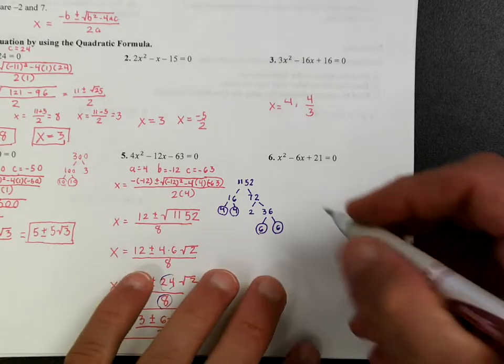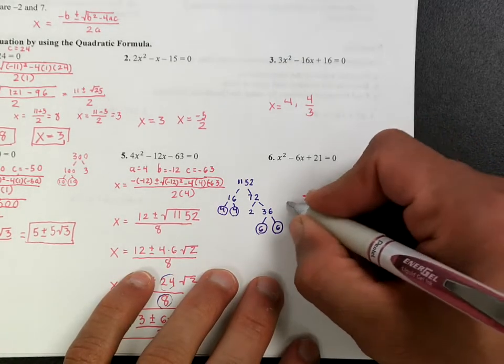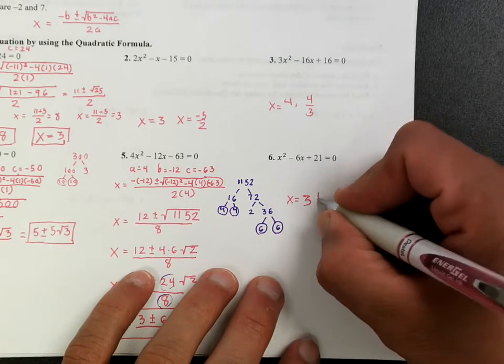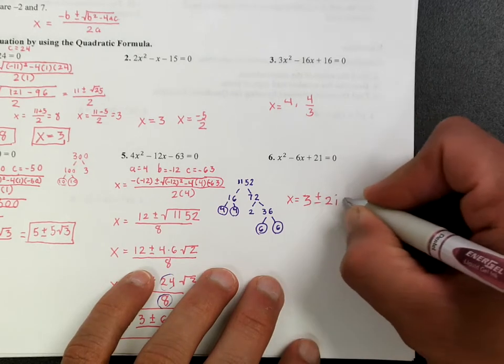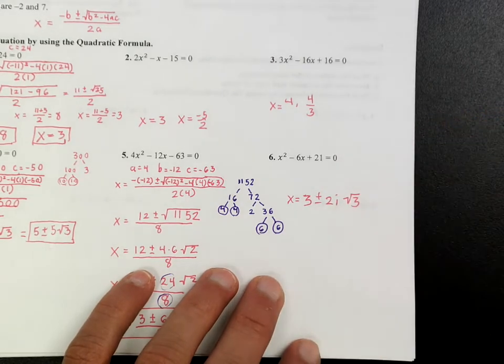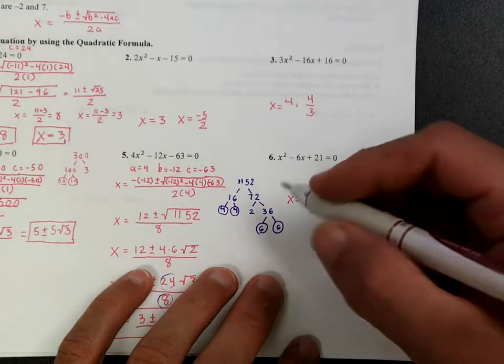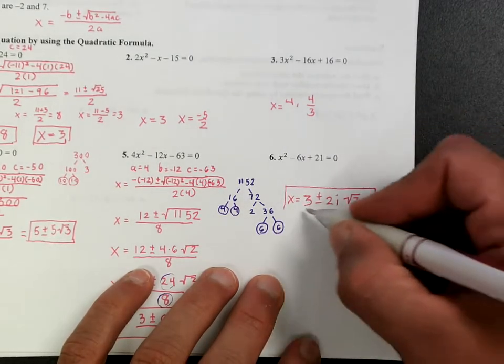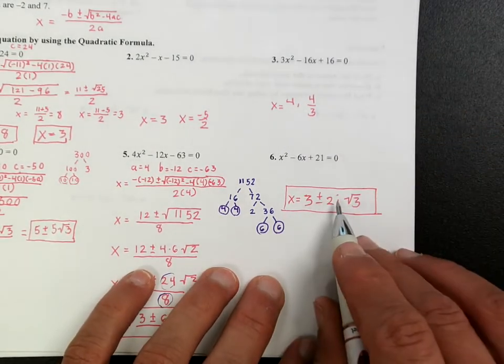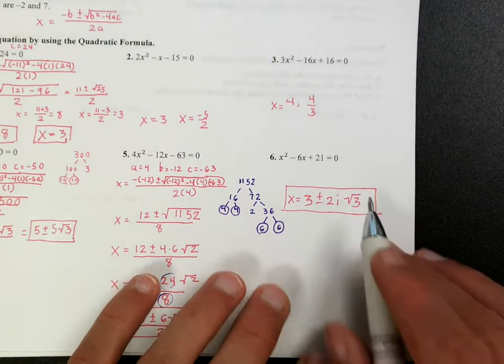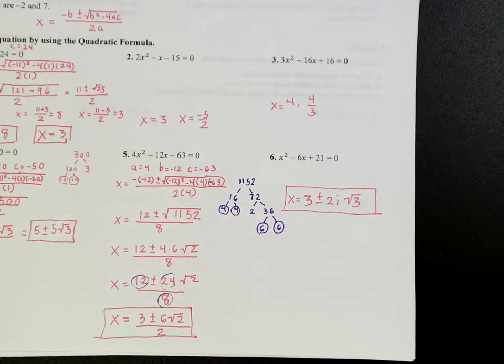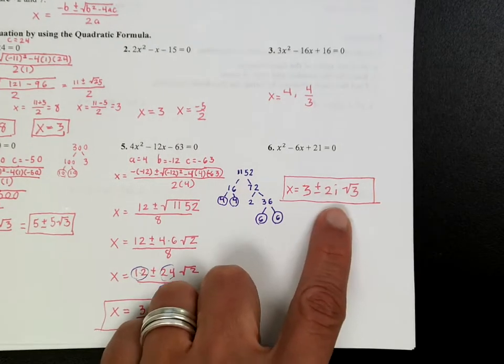Actually, I'm going to go ahead and give you the answer because I'm going to run out of time here. X is equal to 3 plus or minus 2i square root of 3. Alright, so again, notice that on number 6, you're actually going to get a negative. The reason I have an i out here is because I have a negative square root, which gave me an imaginary answer. Right? So again, be careful with that.